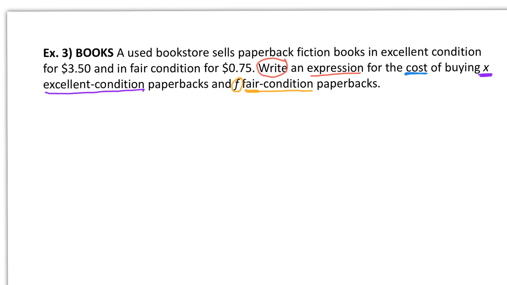When we go back to the beginning, it says here that books in excellent condition are $3.50 and in fair condition are 75 cents. That's 0.75, 75 cents when they are in fair condition. So the way you can write an expression to know how much you are going to pay, well, let's make sense. First of all, you have to know how many books you're going to buy. And even more, you have to know how many books are in excellent condition, and how many books are in fair condition.